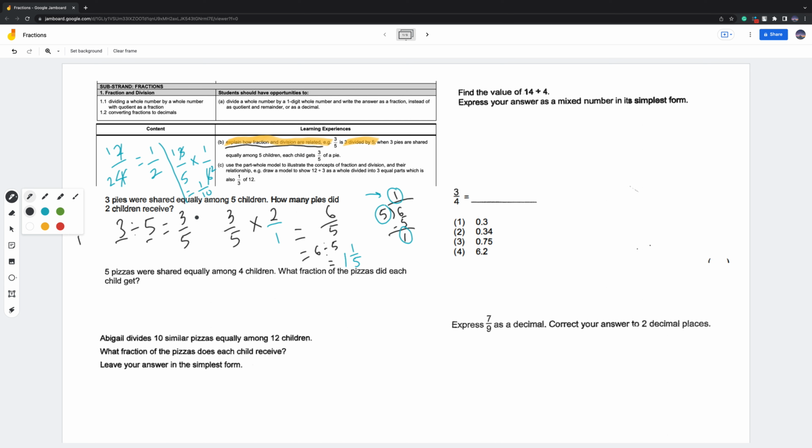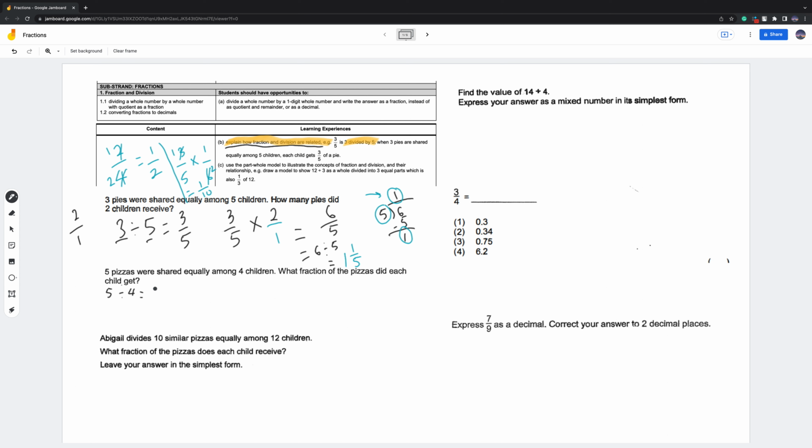So remember what you are dividing. If you are dividing the pies, then it's 3 divided by how many children? 5 children. If you do the other way around, 5 divided by 3, what it means is you're dividing 5 children among 3 pies. I don't think the children will appreciate that. So the next part here, 5 pizzas were shared equally among 4 children. So we are sharing the pizzas. And how many pizzas do we have? We have 5 of them. So it's 5 pizzas shared with 4 children.